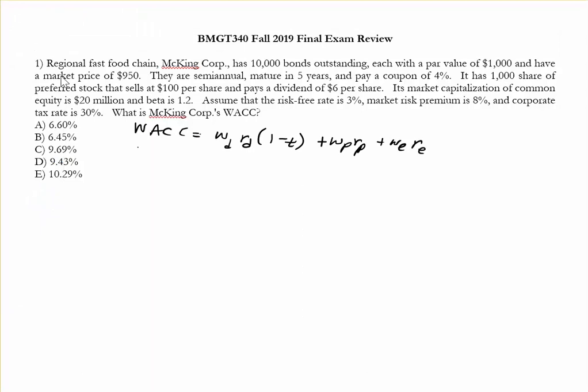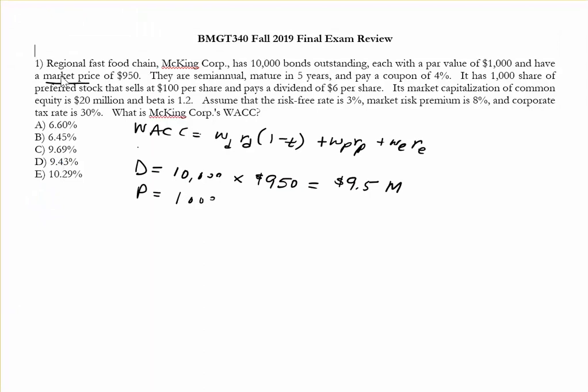Now let's get into calculating the weights. To calculate the weights, we need to know what the market values are of everything. And we're told that this company has 10,000 bonds, and each bond's market value is $950. Note that we want to use the market price and not the book value, not the par value. So that's $9.5 million is the market value of the debt.